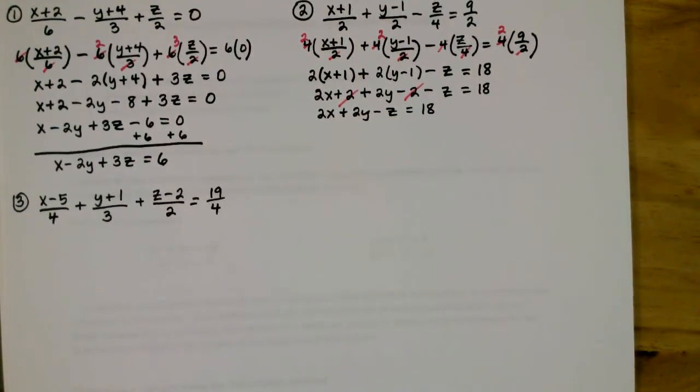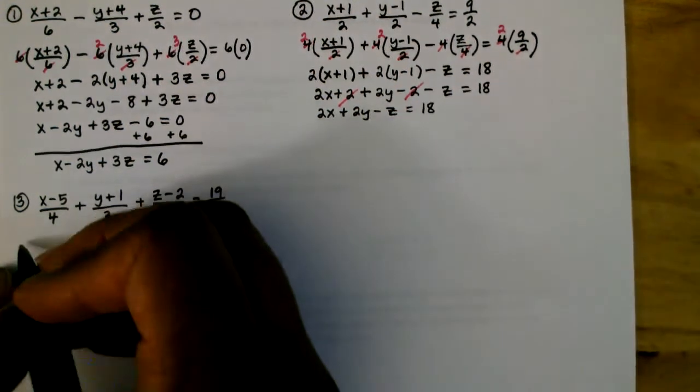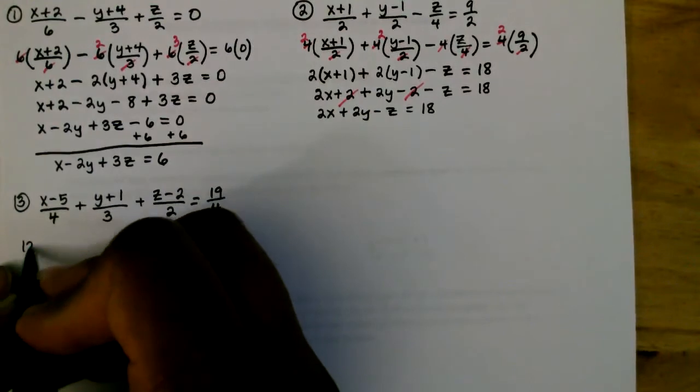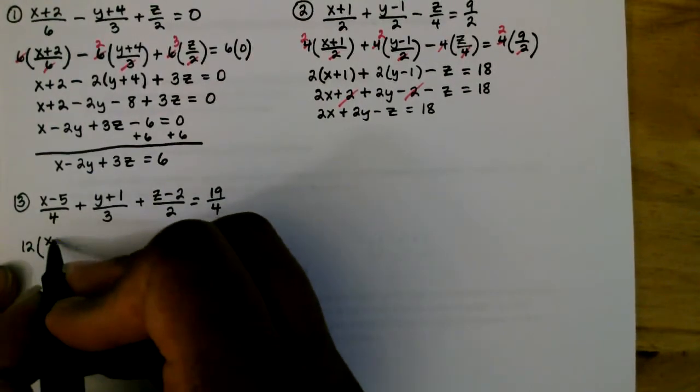2. And I think I already gave it away. It's going to be 12 because 12 is divisible by 4 and by 3 and by 2. So I'm going to be multiplying each and every term in equation 3 by 12.